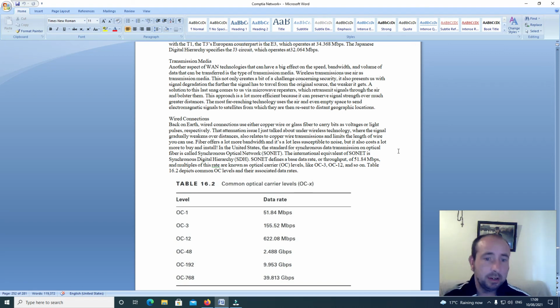Transmission media. Another aspect of WAN technologies that can have a big effect on the speed, bandwidth and volume of data that can be transferred is the type of transmission media. Wireless transmissions use air as transmission media. This not only creates a big challenge concerning security, it also presents us with signal degradation. The further the signal has to travel from the original source, the weaker it gets. A solution to this last snag comes to us via microwave operators, which transmit signals through the air and boost them. This approach is a lot more efficient because it can preserve signal strength over much greater distances. The most far-reaching technology uses the air and even empty space to send electromagnetic signals to satellites, from which they are then resent to distant geographic locations.